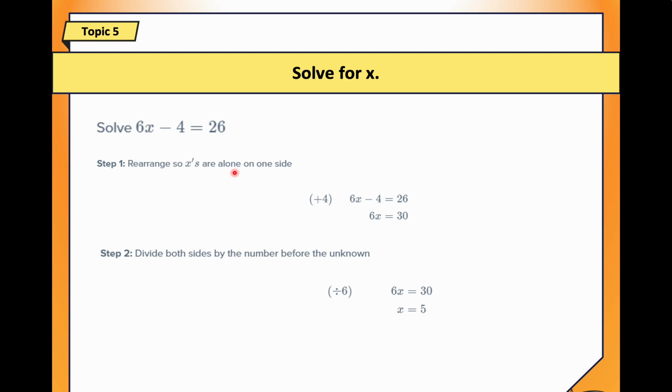That you first rearrange x values going on their own side. Then you divide by the number before the unknown. You are dividing by 6 because 6 is multiplying x. That's why you are dividing. If 6 was dividing x, you were supposed to be multiplying. Basically, you just do the opposite of what is happening here. Like the opposite of negative 4 was positive 4. The opposite of 6 times x is dividing by 6.